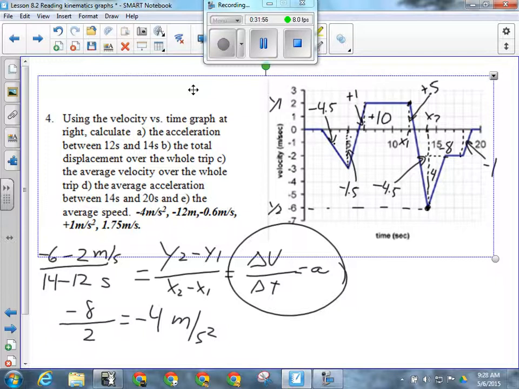Right, and then find the average acceleration between 14 and 20 seconds. We're going to skip that one because we haven't gone over the formula for acceleration yet, that VF minus VI over T. We haven't done that yet, so we'll skip that one for now.